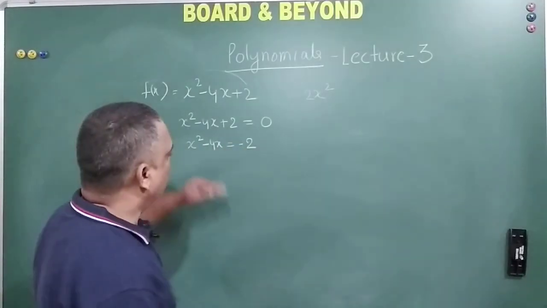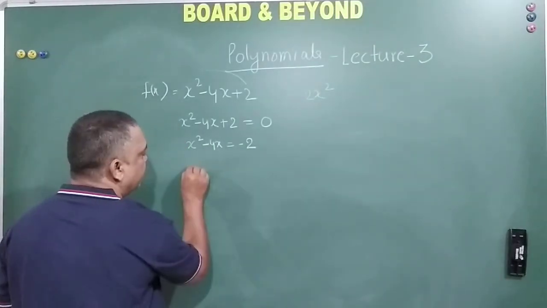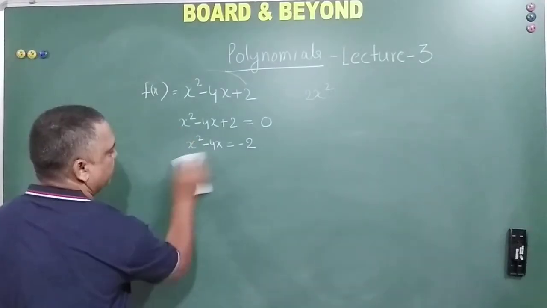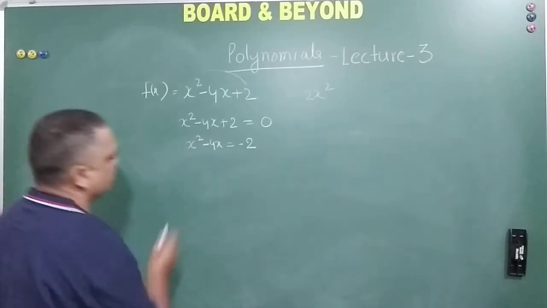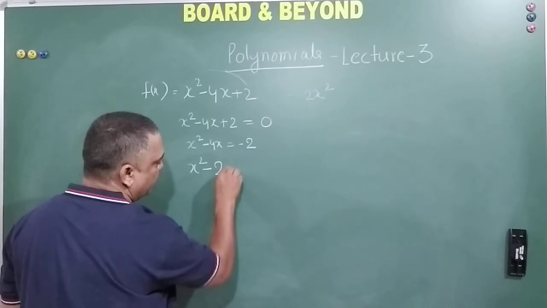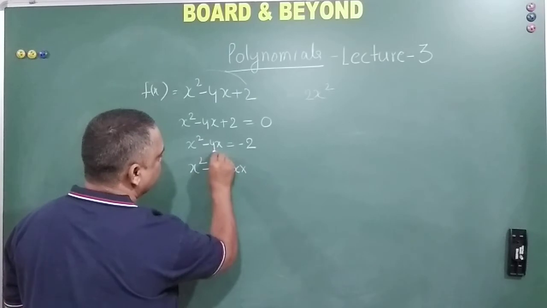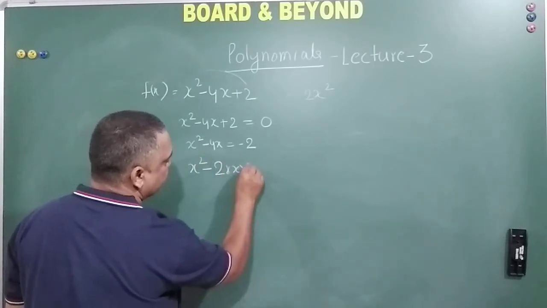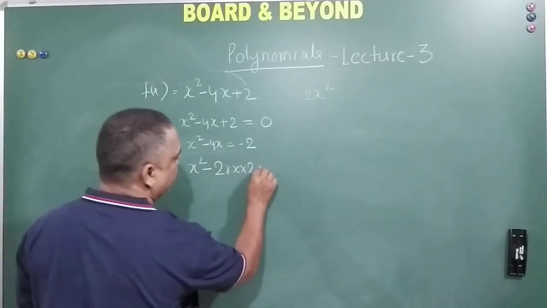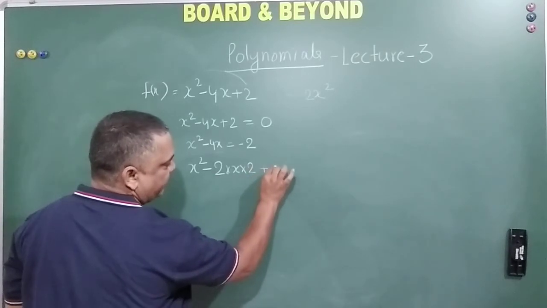Correct? Now, please understand. See, this is of the kind x square. Let me write a little bigger, so you will be able to see it. So x square minus 2 into a, that is x, into b. Let's say b is equal to, I need to match this term. Okay. So b is equal to 2. Now what I have done, it should be plus b square here, right?